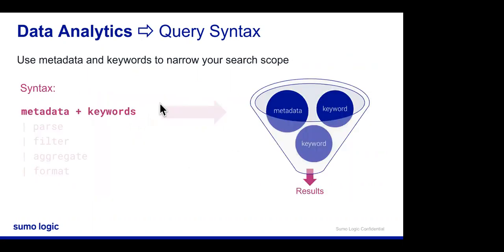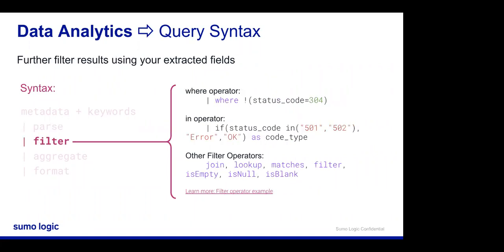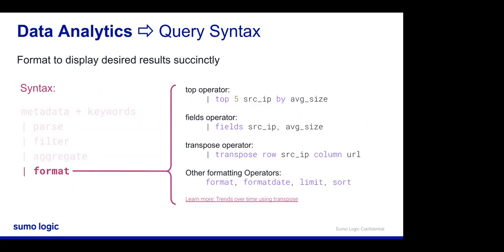So again, my metadata and keywords kind of sets the diameter of my funnel. Then I parse, and I can either parse using JSON, I can parse using regular expressions, I can parse using XML, I can do something called a parse anchor, which you're going to see in just a moment. Then after I parse, I can filter, add where clauses, things like that. Use an aggregate operator. I want to maybe do a count or a sum or a min or a max. You can do that. And then I can also format and change things around. You'll see some of that in this class.